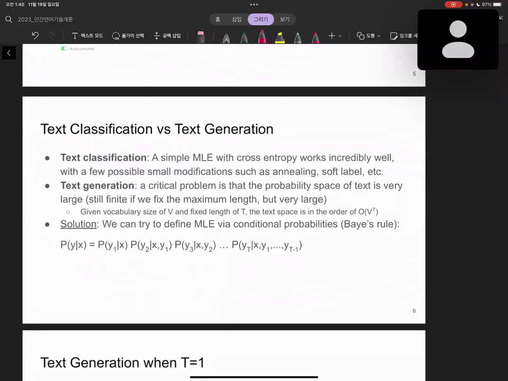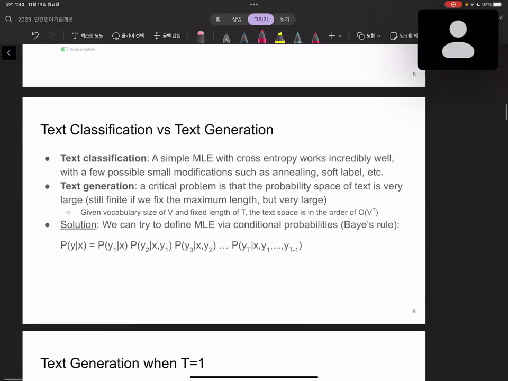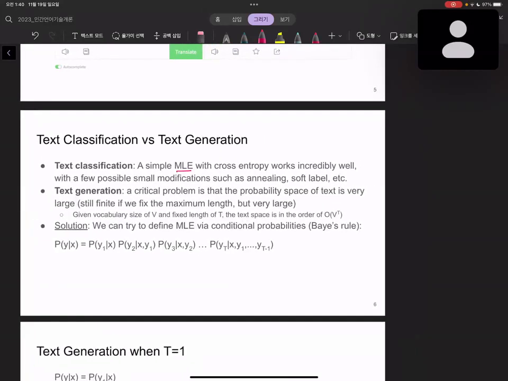Okay, so here is text classification versus text generation. Text classification is a simple maximum likelihood estimation with cross entropy. And this works incredibly well with a few possible small modifications such as annealing, soft label, etc.